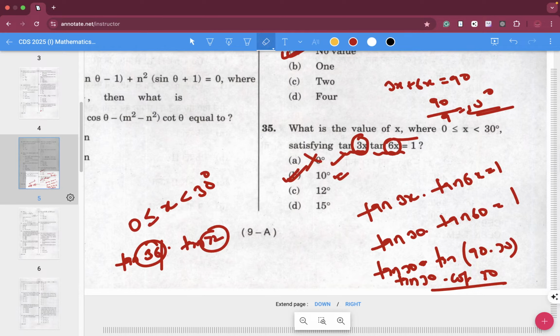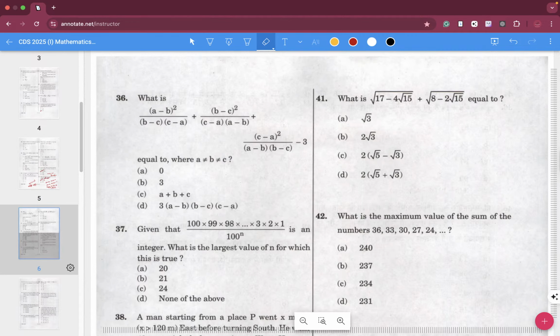So I'll move to the next question. You guys are not answering anything over here. Kindly answer, folks. So now we go ahead with question number 36.